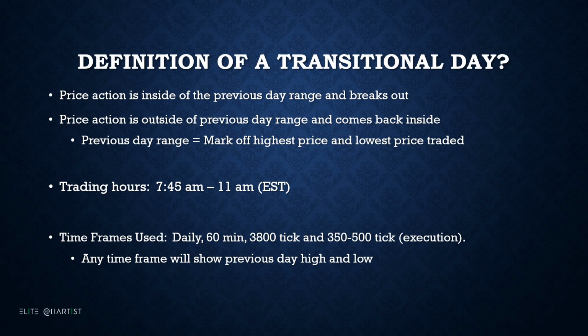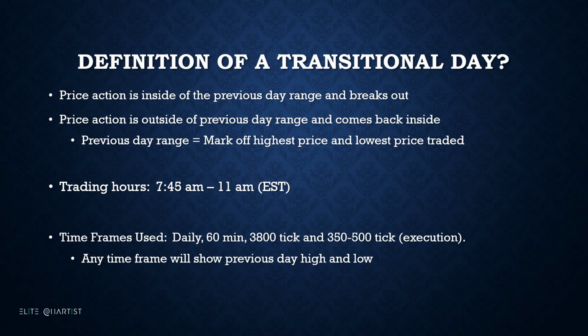How do we get the previous day range? You can mark off the highest price and the lowest price traded from the previous day, which I'll show you in chart examples. My trading hours where I trade crude oil would be from 7:45 a.m. to 11 a.m. Eastern. So this transitional sort of day can happen anytime during that period. Sometimes it happens overnight, and that does send a message for the context of the New York trading session. But many of the examples I show you in these slides will occur during these trading hours.